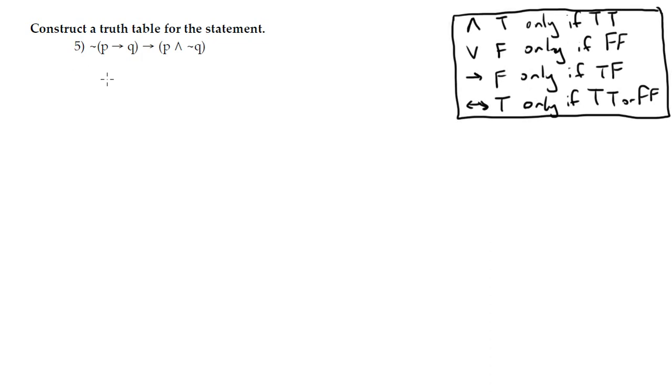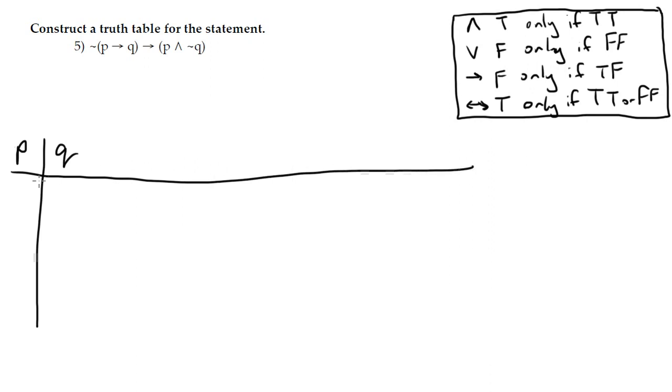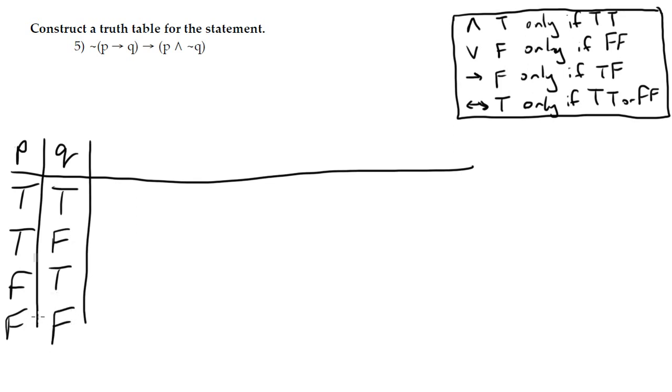Okay, so let's construct a truth table for this statement. Negation of P then Q, then P and not Q. So I only have the simple statements P and Q here, so I only need those two columns, P, Q. And as we know, P and Q are true, true, false, false, true, false, true, false. That's the way those first two columns start.